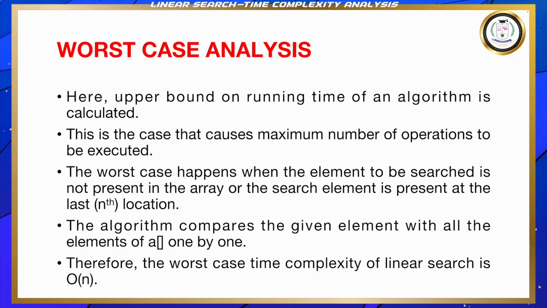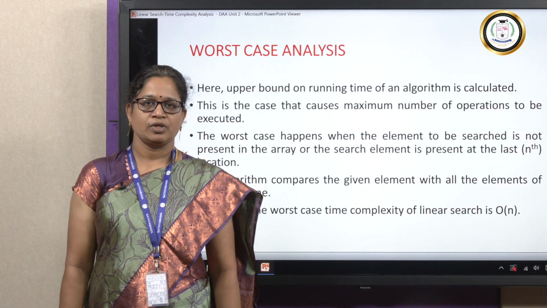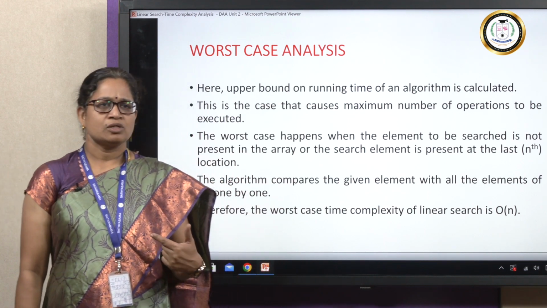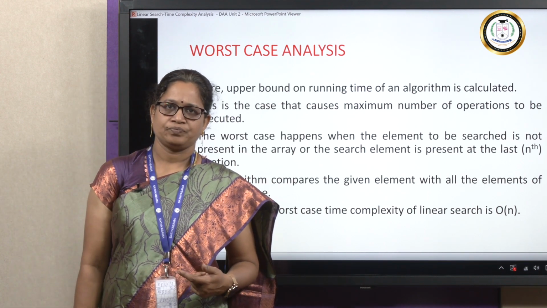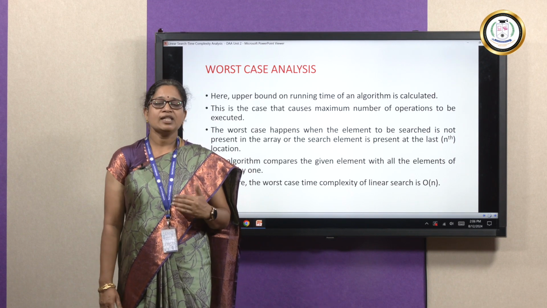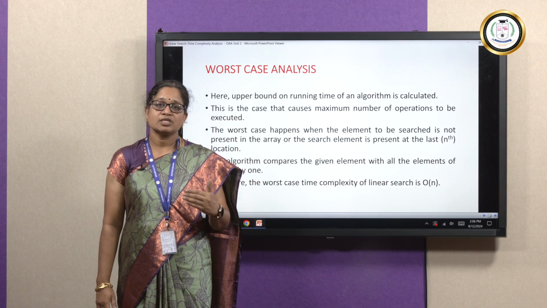So now we are going to analyze the algorithm with the three cases, that is worst case, best case and average case. So what is the worst case? First let us see the worst case. When does this worst case happen? When the element is not present in the array or when the element is found at the last position in the array, then the worst case happens.